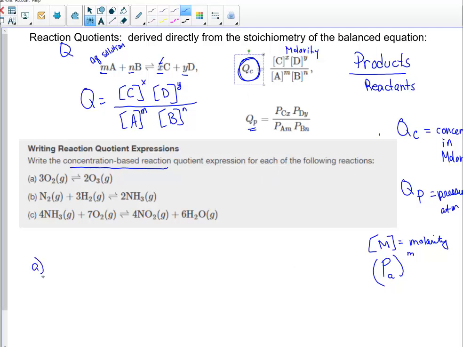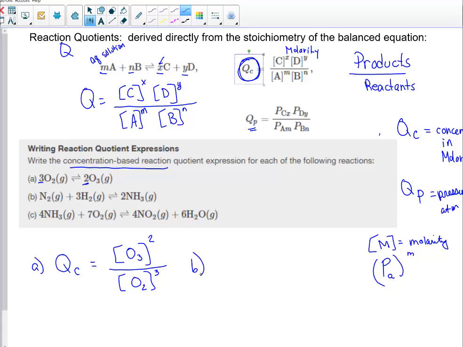So for example, letter A, my reaction quotient in a concentration unit of molarity has me take the product ozone, O3, raised to the power of 2, set over molecular oxygen, the reactant, raised to the power of 3, its coefficient. Products over reactants, where the coefficients become the powers with which you raise. How about B?